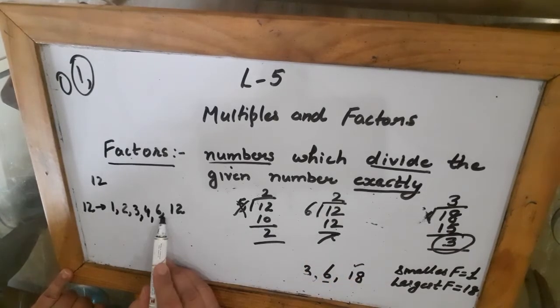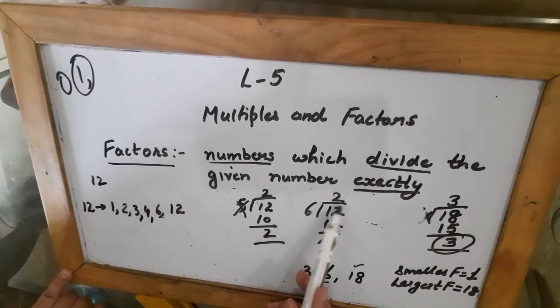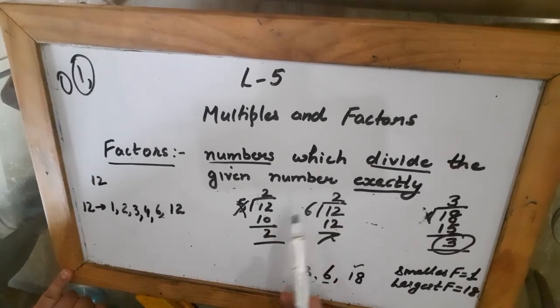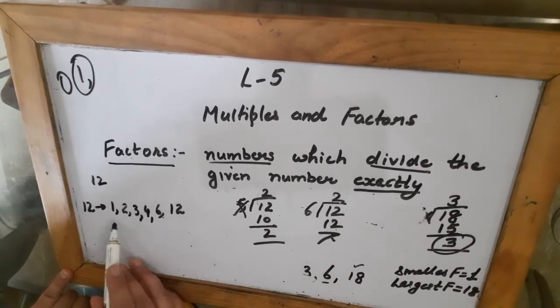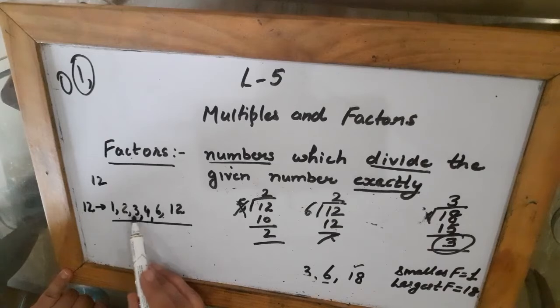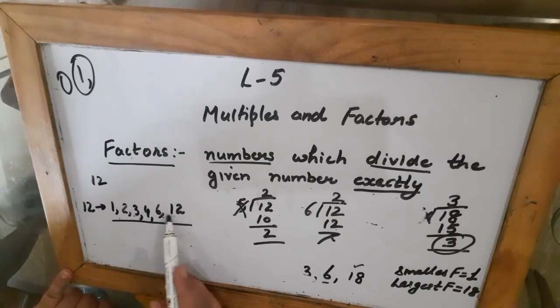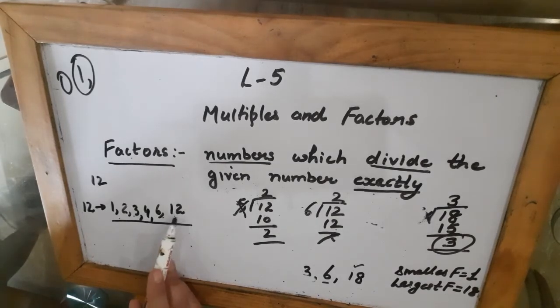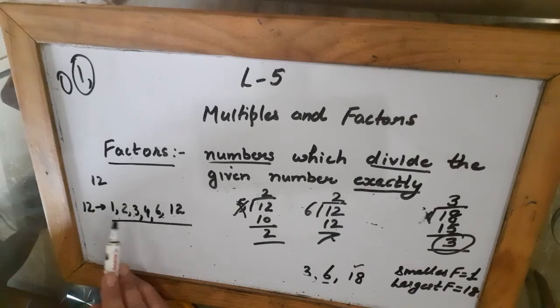Now I already have 6 over here, when I divide it by 2, 2 sixes are 12 or 6 twos are 12. So all these, 2, 3, 4, 6, are factors of 12, and the smallest factor is 1 and the largest factor is 12.